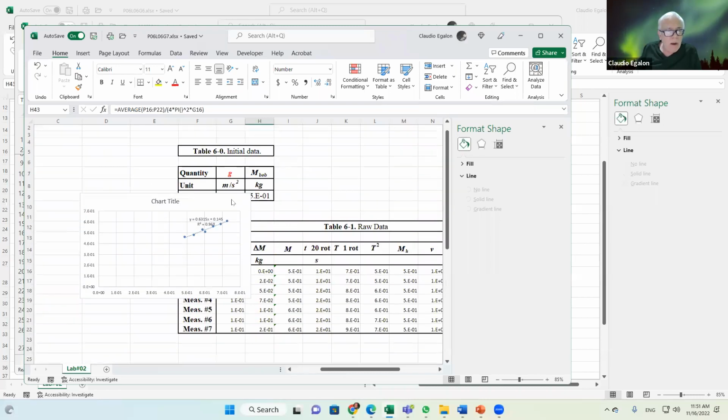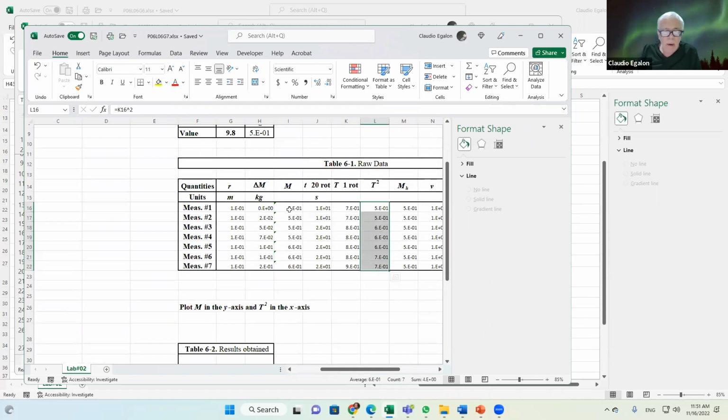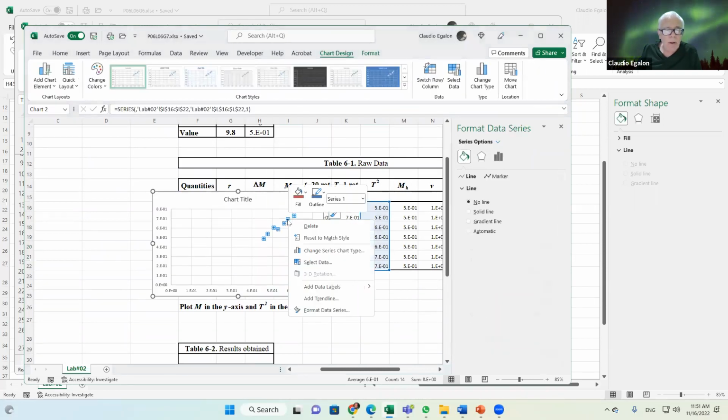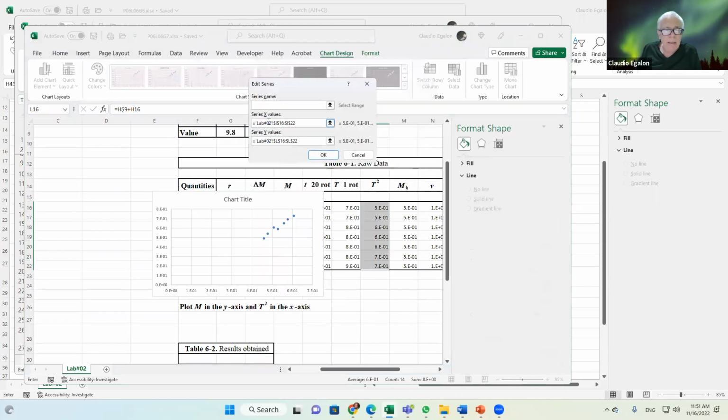So I'm going to plot this graph again. Let's see if it's T square M. Insert chart data points, select data, edit, L. Oh gosh, see that it doesn't do it. Okay, I'm going to assume that's the right one.